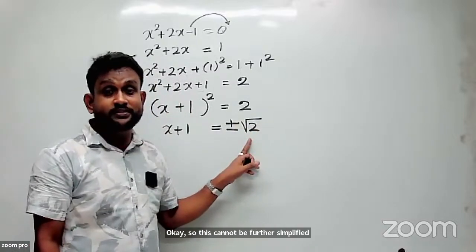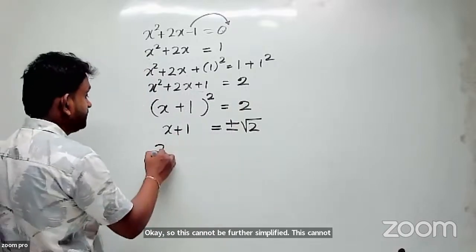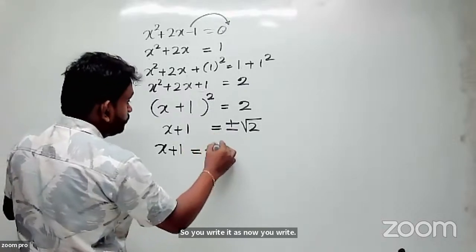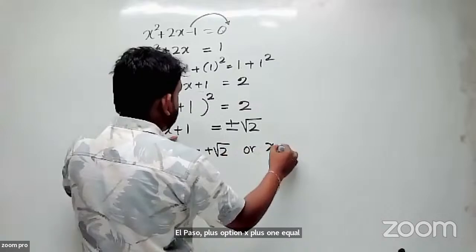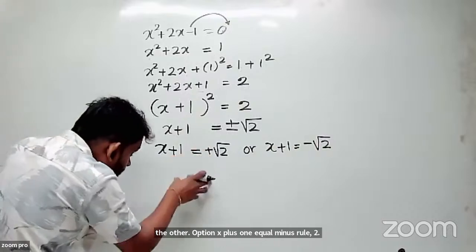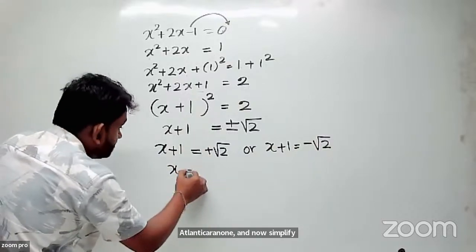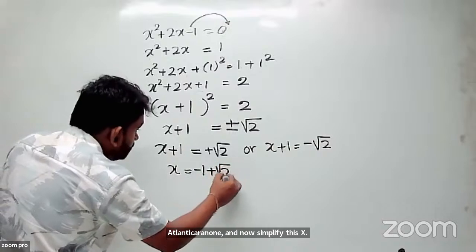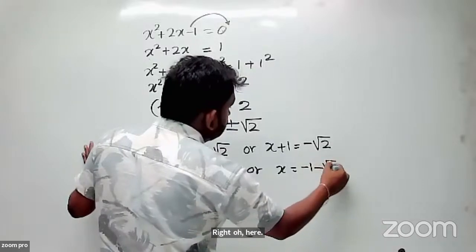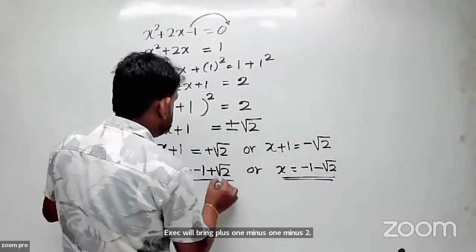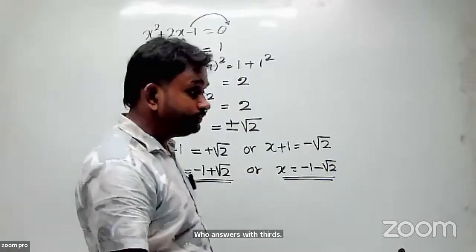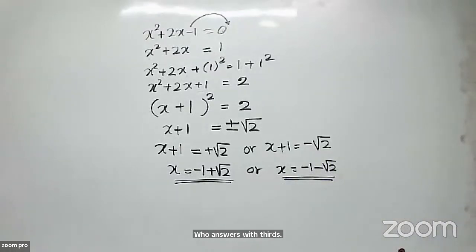This surd cannot be simplified further. So now you write the plus option: x + 1 = +√2, or the other option: x + 1 = −√2. Now simplify this x. The plus 1 goes to the other side as minus 1, so x = −1 + √2. Over here, x = −1 − √2. So these are the two answers with surds. Okay, correct it. Take the answer quickly.